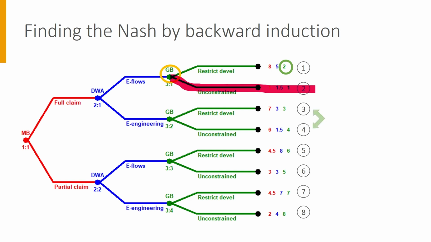We can do the same for the other 3 branches where the village controls the last moves to either outcomes 3 or 4, outcomes 5 or 6, or outcomes 7 or 8. Can you see which of these outcomes will be selected and which ones we can cross away?